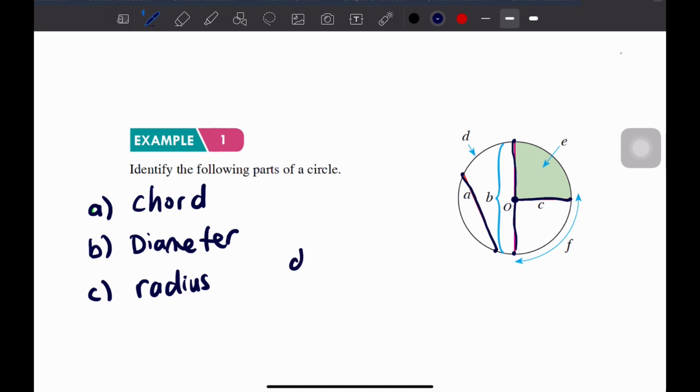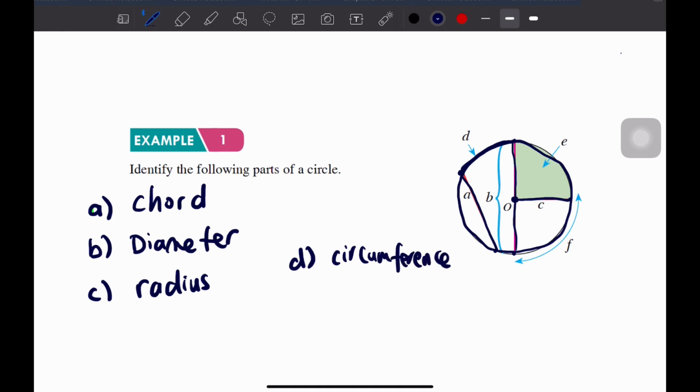So this is D. We know that this is a part of the circumference. So there's no arrow, right? So D, we can assume it is the whole thing. So D is a circumference.